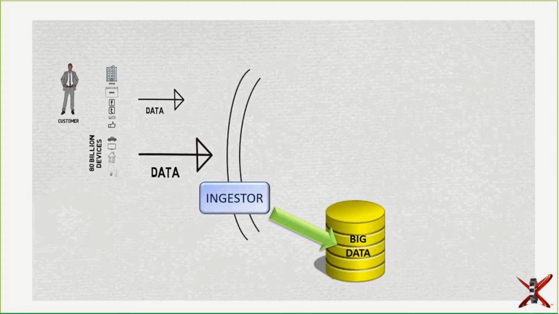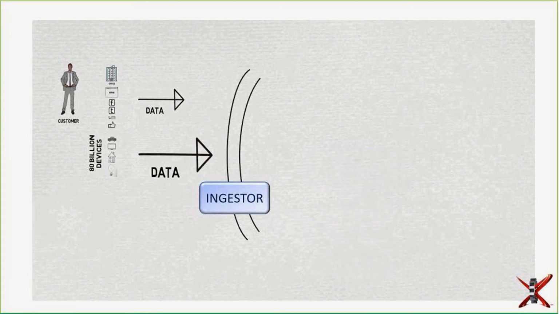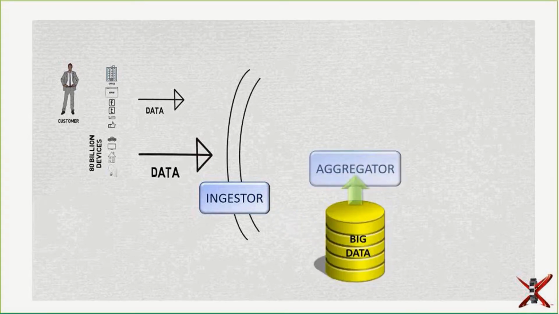So this ingester would typically be at the edge of the network, making sense of the data according to the compute power that's available there. Then we have an aggregator, and this is one of the key elements of the architecture. It's always running, always analyzing in real time the data that we have in our big data repository, and it's generating events that go into our enterprise service bus.